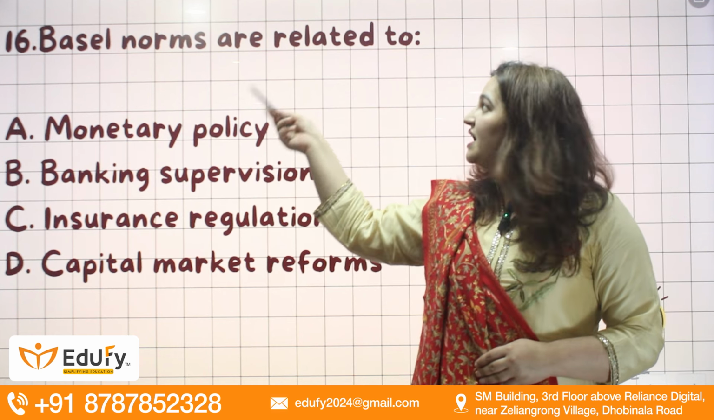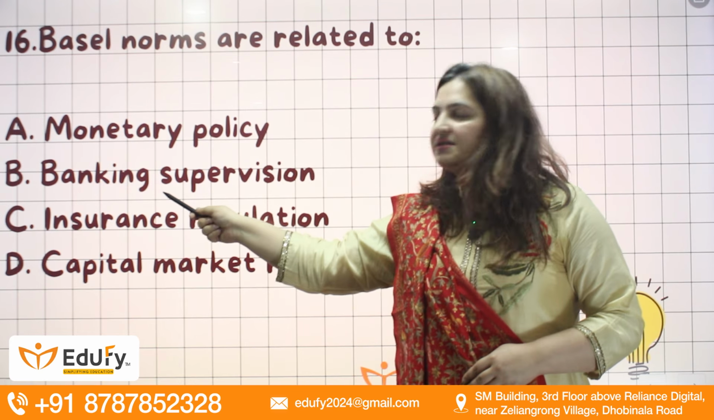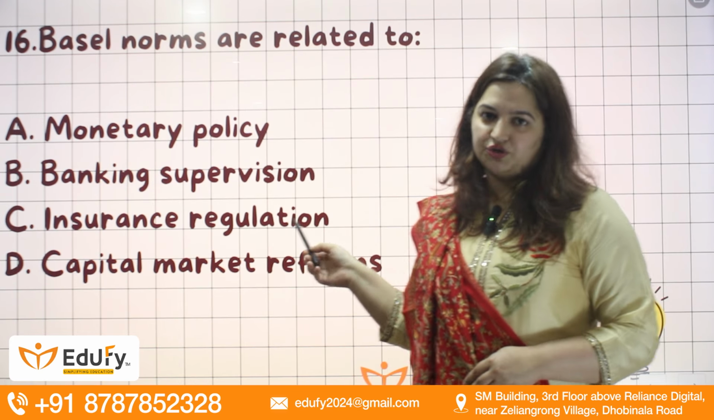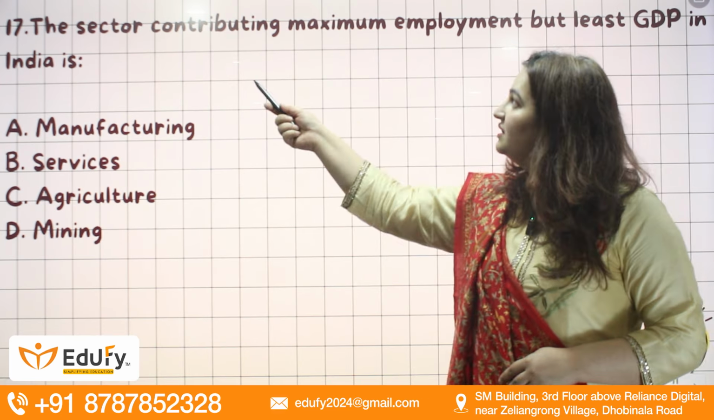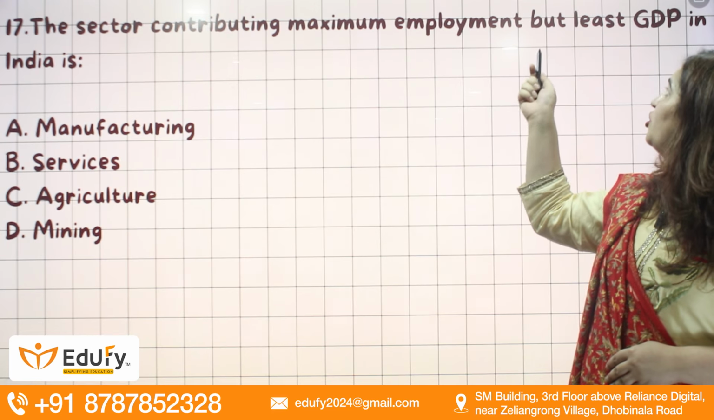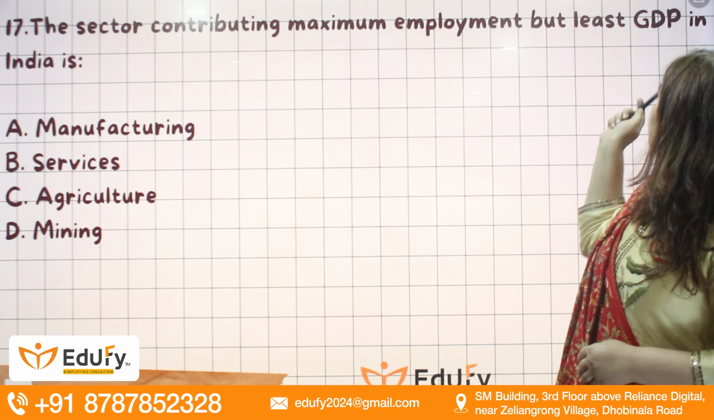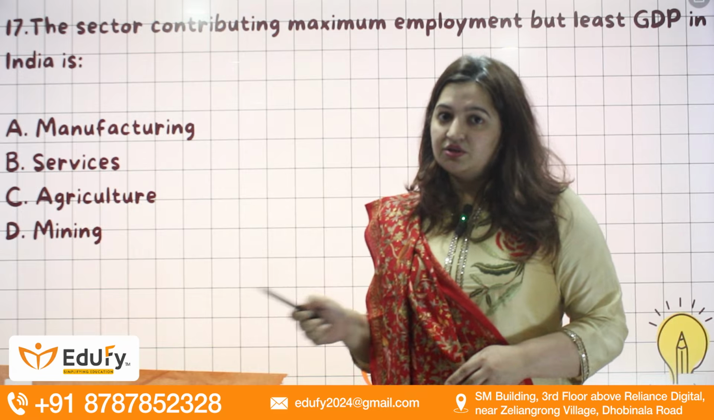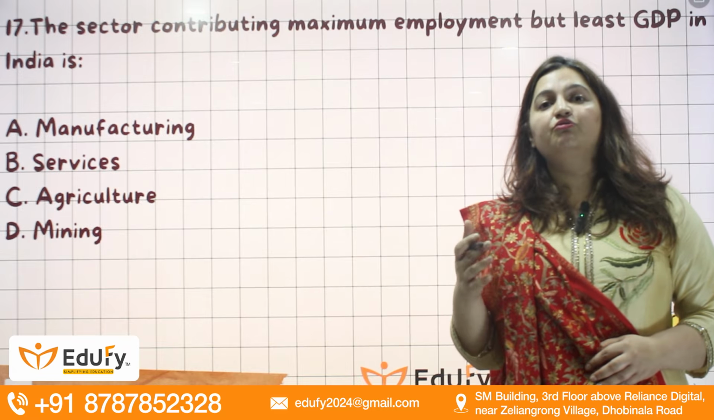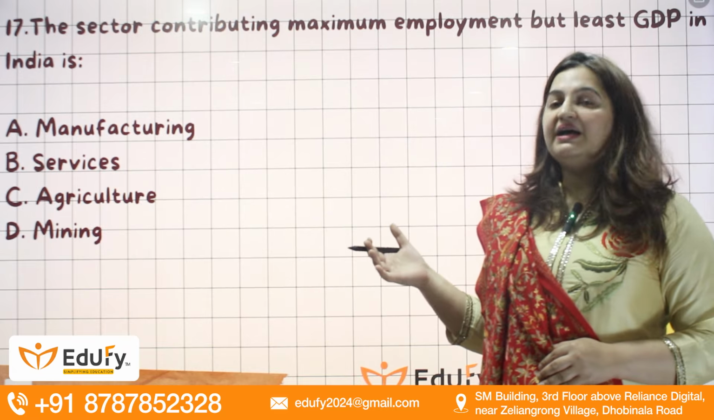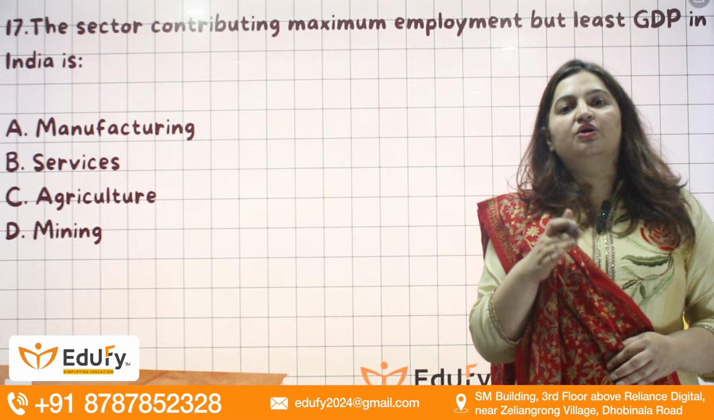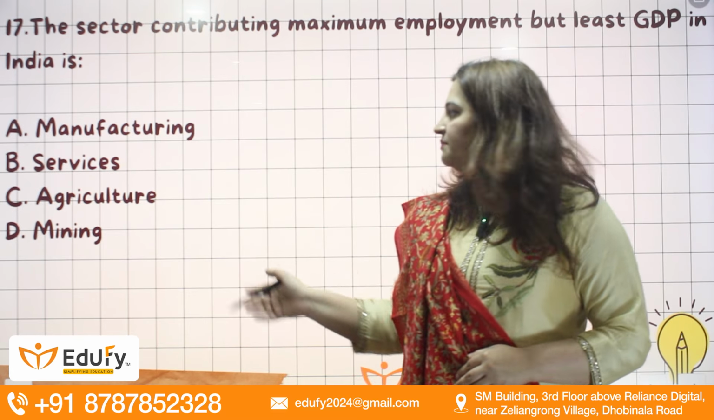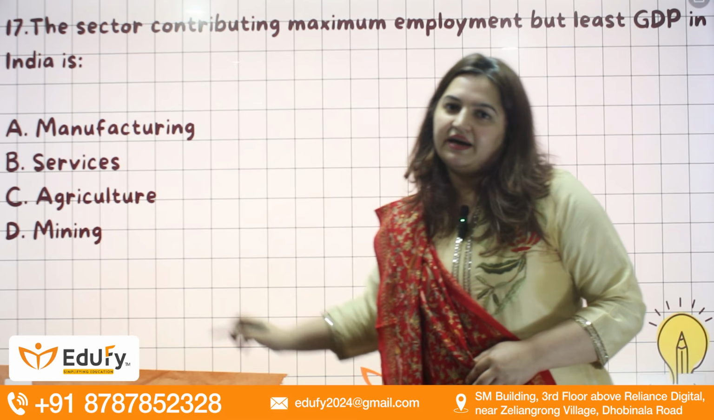Next, Basel norms are related to B, banking supervision. Next question, the sector contributing maximum employment but the least value to the GDP is. Agriculture contributes around 48% to the employment and it just contributes around 15 to 16% to the GDP. So answer will be C, agriculture.